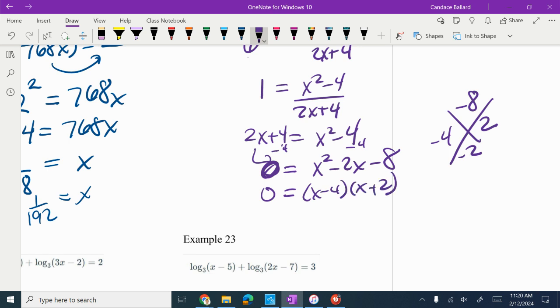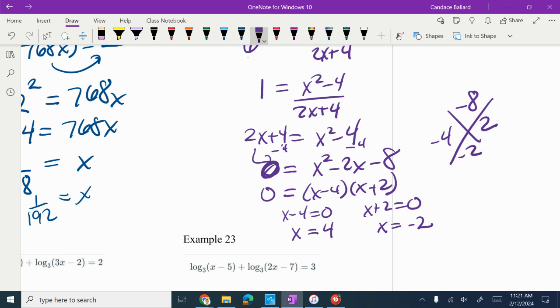This is the never-ending problem, right? It just keeps going. Okay. We're going to use good old zero product property, ZPP, right? All right. What am I going to do to move the 4 to the other side? Add it. What am I going to do to move the 2? Subtract it. Okay, now, I'm going to actually write it down, and then we're going to talk about our extraneous solutions.